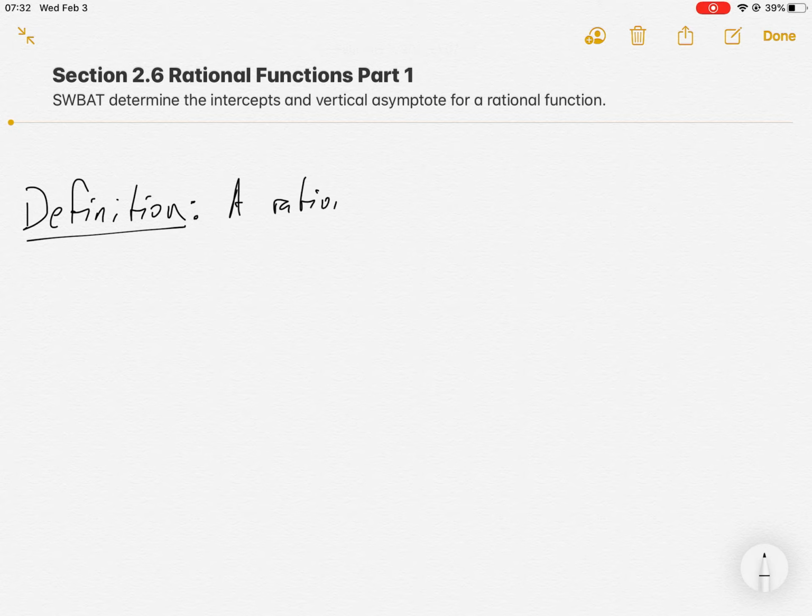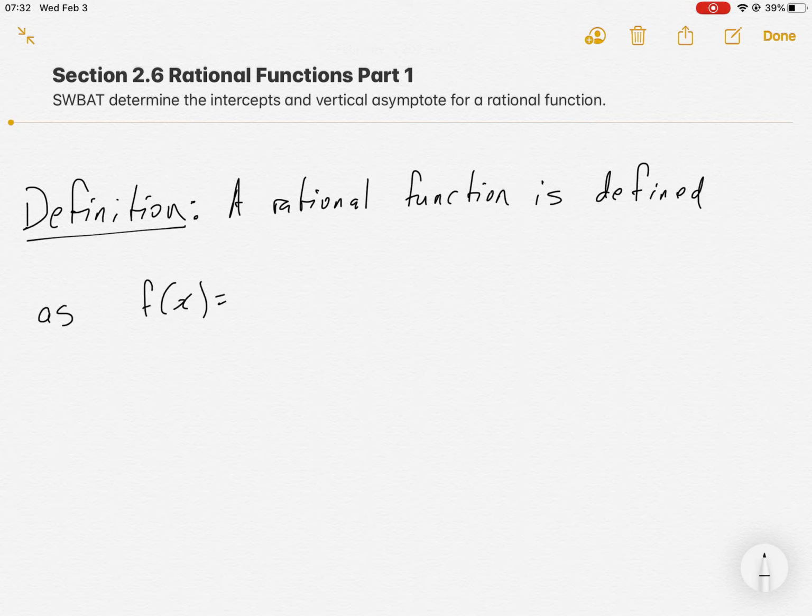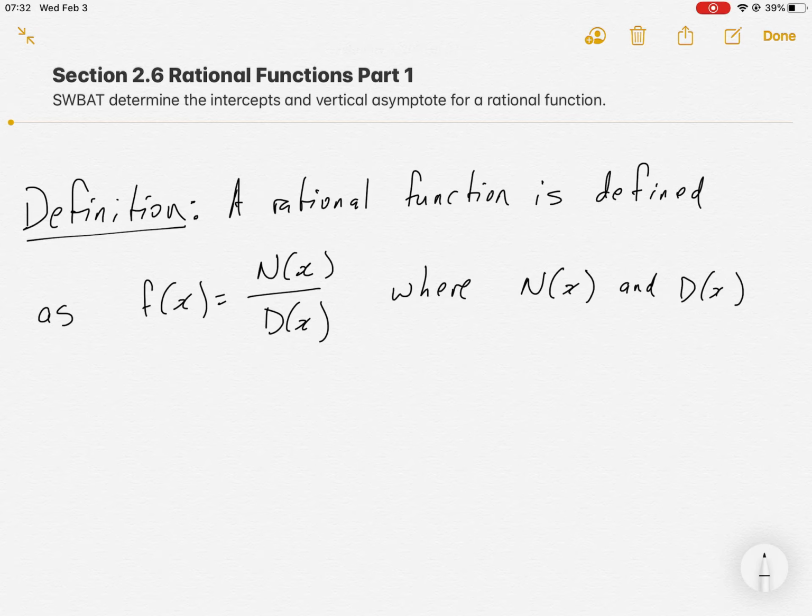So a rational function is defined as any function in this format. F of x equals n of x over d of x. I'm using n and d for numerator and denominator here, where these two functions, n of x and d of x, are polynomials.